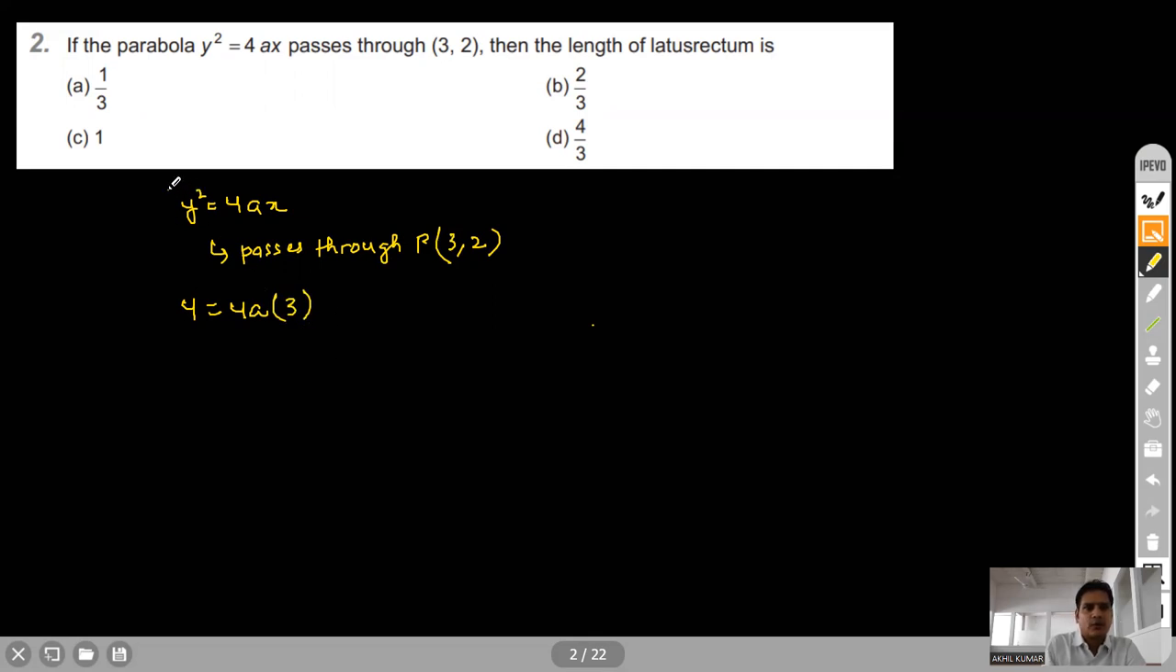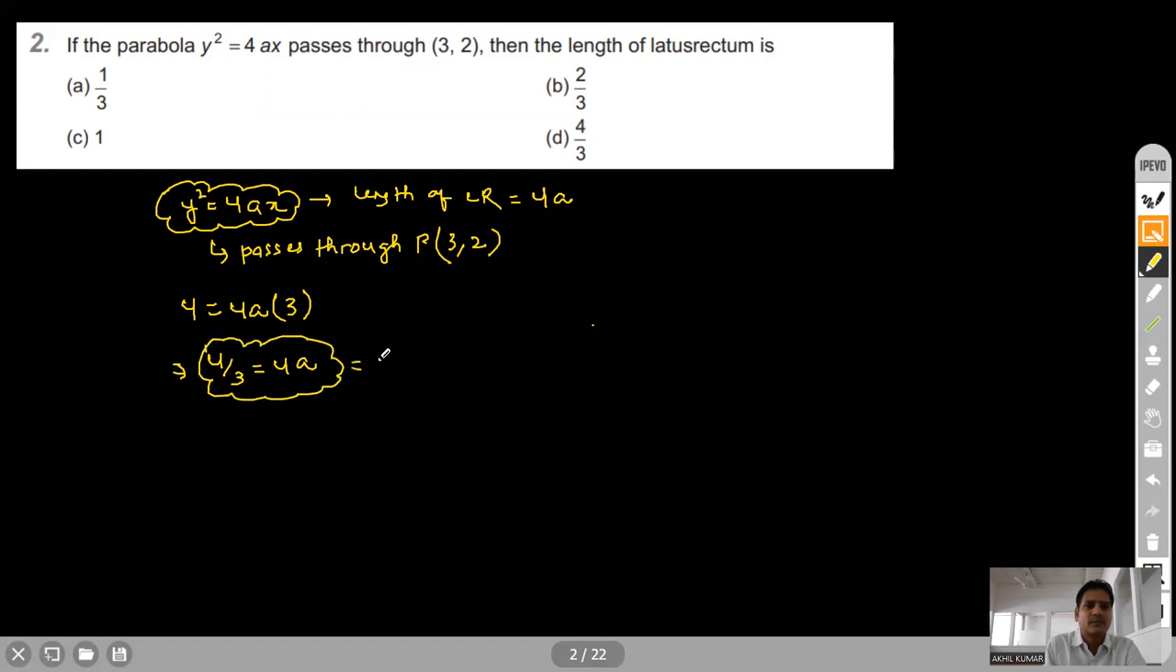So it will be 4 equal to 4a into 3, right? Now for this parabola, what is the length of the latus rectum? For the standard parabola, the length of the latus rectum is actually 4a. So we need to find the value of 4a. From this equation, 4 by 3 will be equal to 4a. So this will be our answer, the length of the latus rectum. So option D is there. This is what is asked in the question, so it will be simply 4 by 3.